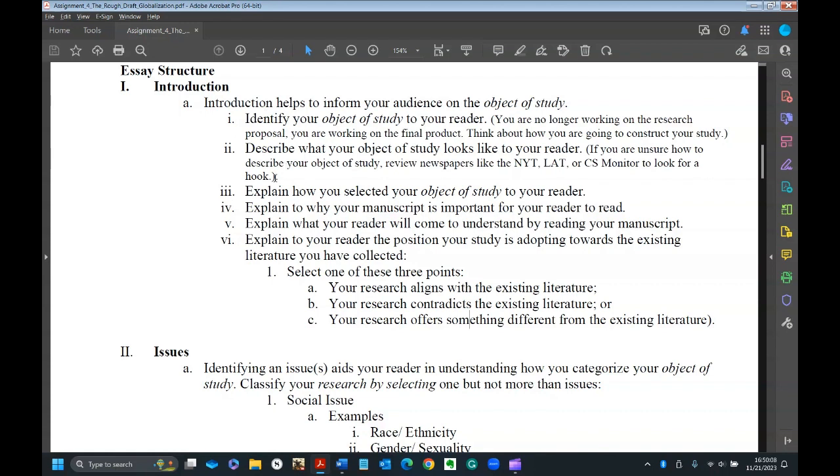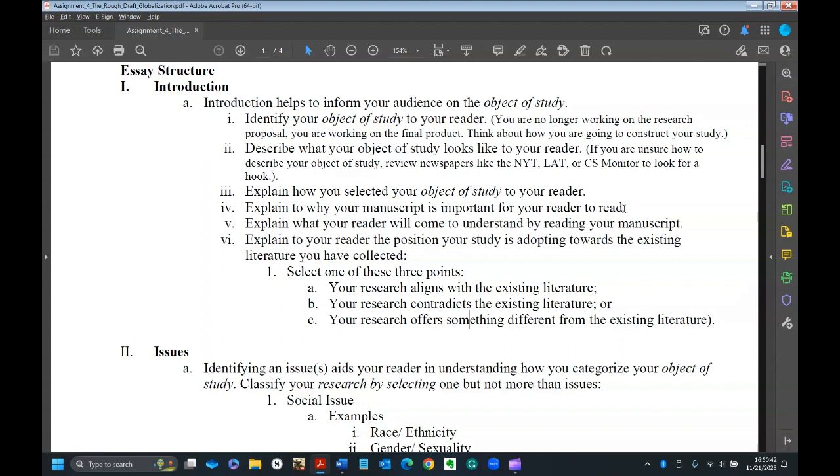Once you're done describing what your object of study looks like, you're going to explain how you selected your object of study. This is the same thing I asked you to do for assignment two, so you pretty much copy and paste, unless I made a comment, in which case you'll make those adjustments per my comments from assignment two. Once you're done with point number three, you're going to go to point number four: explain why your manuscript is important for your reader to read.